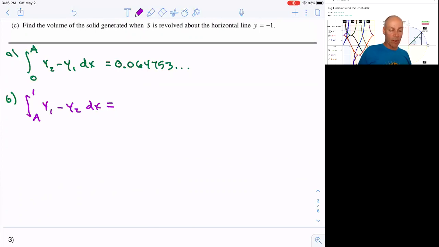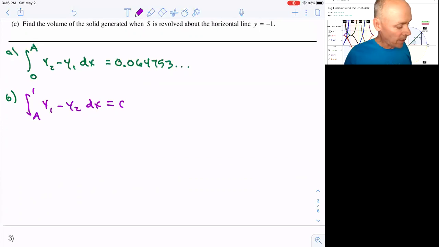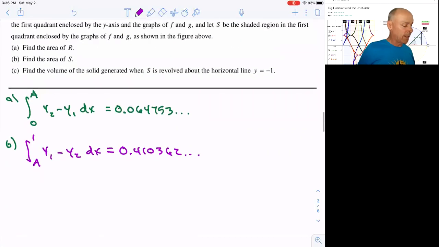Oh, forgot to put in my dx. Back to that, dx, and the area of that region is 0.410362... That's the area of region S.